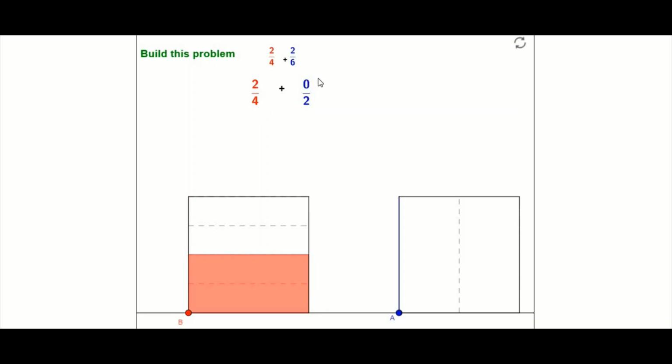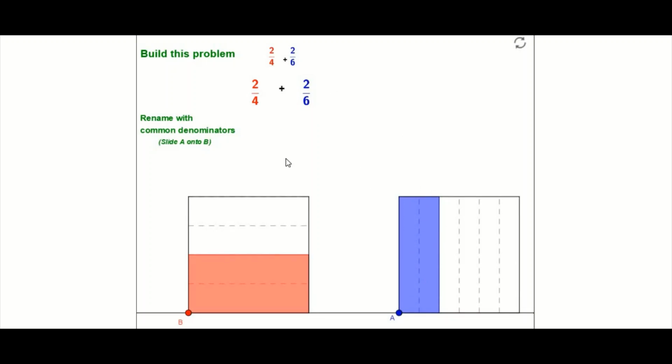Now for the blue fraction, I must have a total of 6 equal parts. I have 2 already, so I'm going to add 4 more. So 3, 4, 5, 6. Now I have 6 equal parts, as you can see. 1, 2, 3, 4, 5, 6 equal parts. I need to shade 2 parts out of the 6. So I'm going to have 1, 2. So now I have 2 parts out of the 6. So that's a representation of 2 sixths.